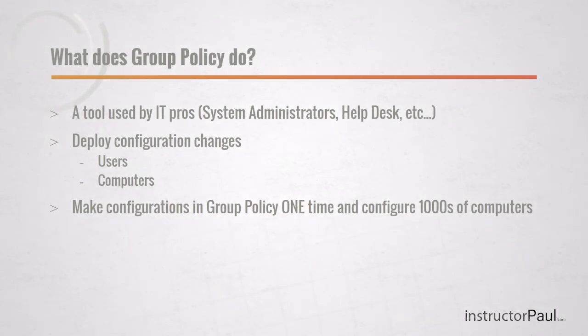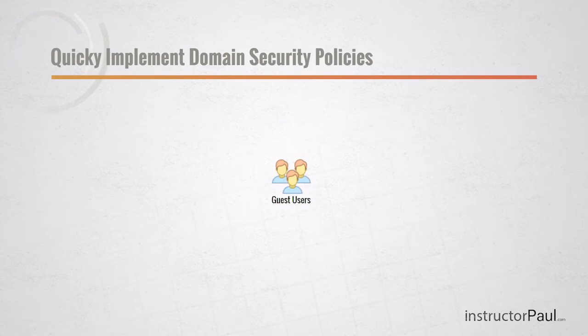Now, group policy is a tool that is used by systems administrators to quickly and easily make configuration changes to users and computers within Active Directory. I say easily because you can make one change in group policy and affect hundreds or thousands of workstations in your domain. With group policy, you can implement security configurations across your domain quickly and easily.